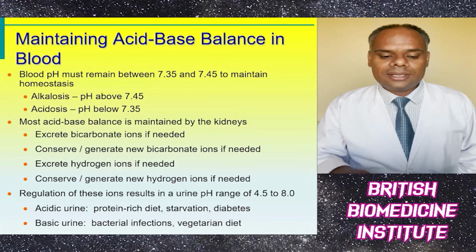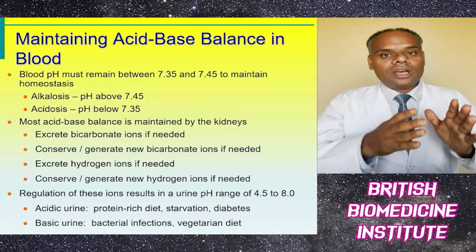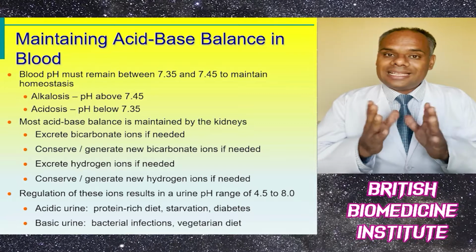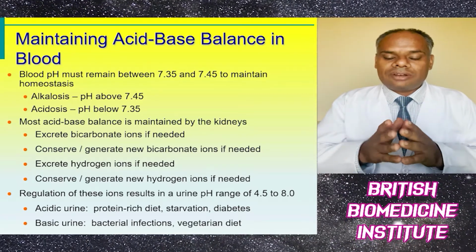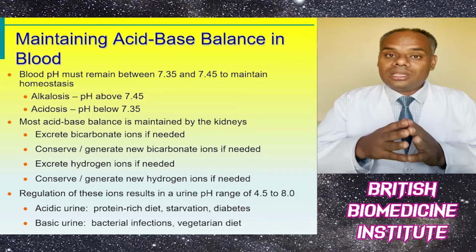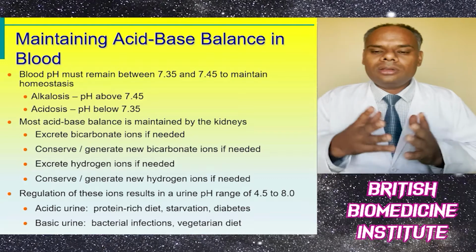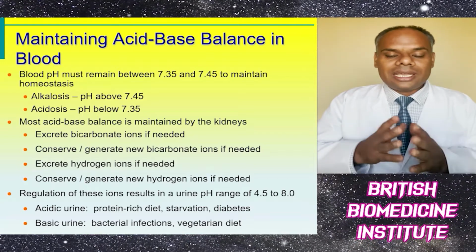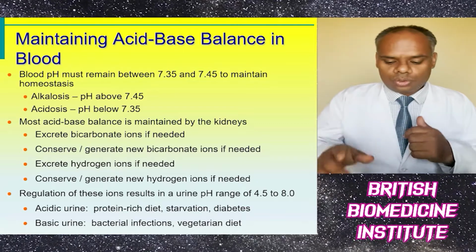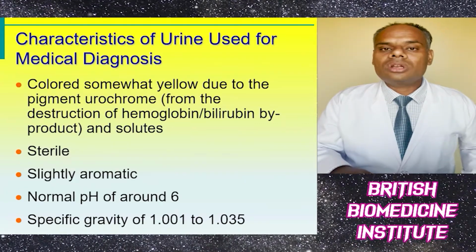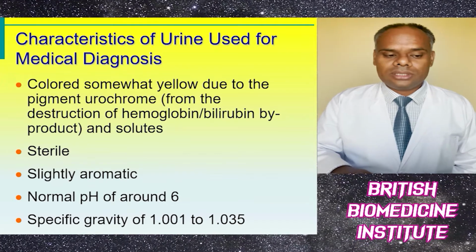Regulation of these ion reserves results in urine pH ranging from 4.5 to 8. If there is a protein-rich diet, starvation or diabetes, then your urine will be acidic. And if a person is on a vegetarian diet or has a bacterial infection, then there will be basic urine. So now comes the characteristics of urine which are used for medical diagnosis.